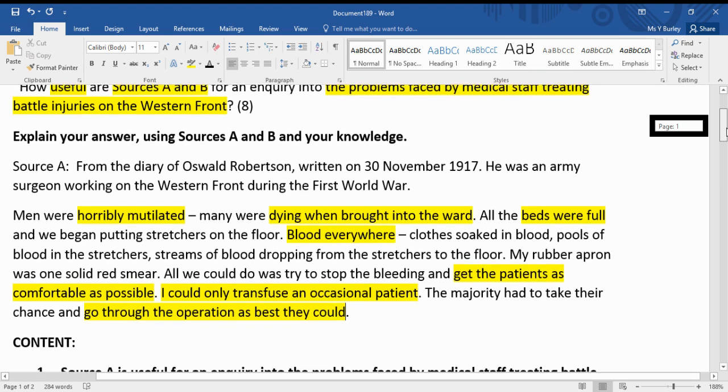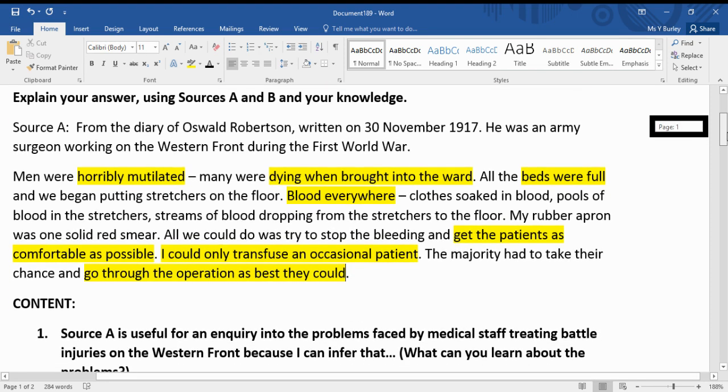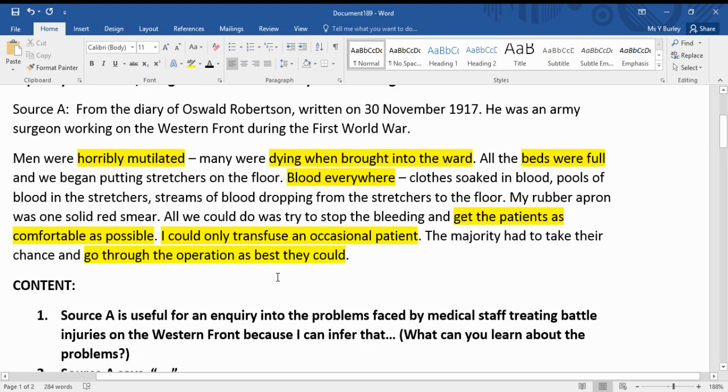I'm going to start off first of all thinking about what we can learn about these problems in treating these battle injuries. Okay. So clearly, first of all, this is quite a negative source. I've worked out it's quite negative in the way that it's showing some of the problems faced. My first thing I need to do is look at the content of the source, and I need to write a sentence about what I can learn from the source about the problems faced.